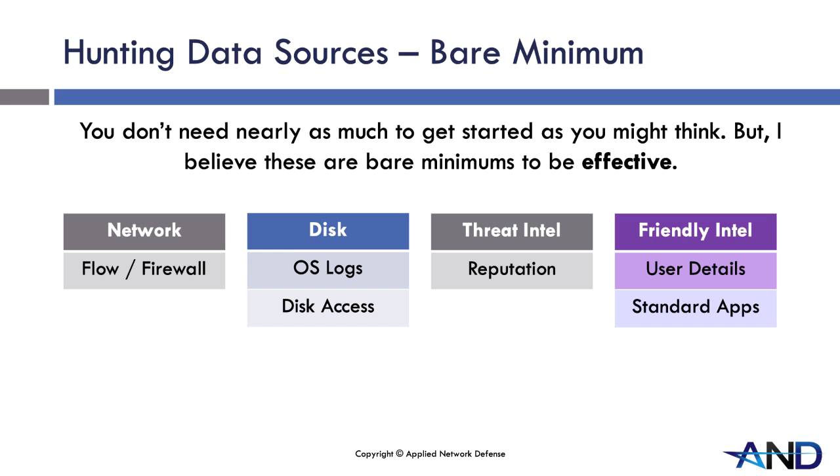So that's it. You notice memory is not listed here. That was one of the other five realms of evidence. That's because we're not really getting into memory forensics at the bare minimum hunting level. But I do think if you want to be effective at hunting, you need at least these one, two, three, four, five, six data sources here. I'm not saying you can't find some things with just one of these, but I think this is the bare minimum for an organization to say they are doing some form of operational threat hunting.